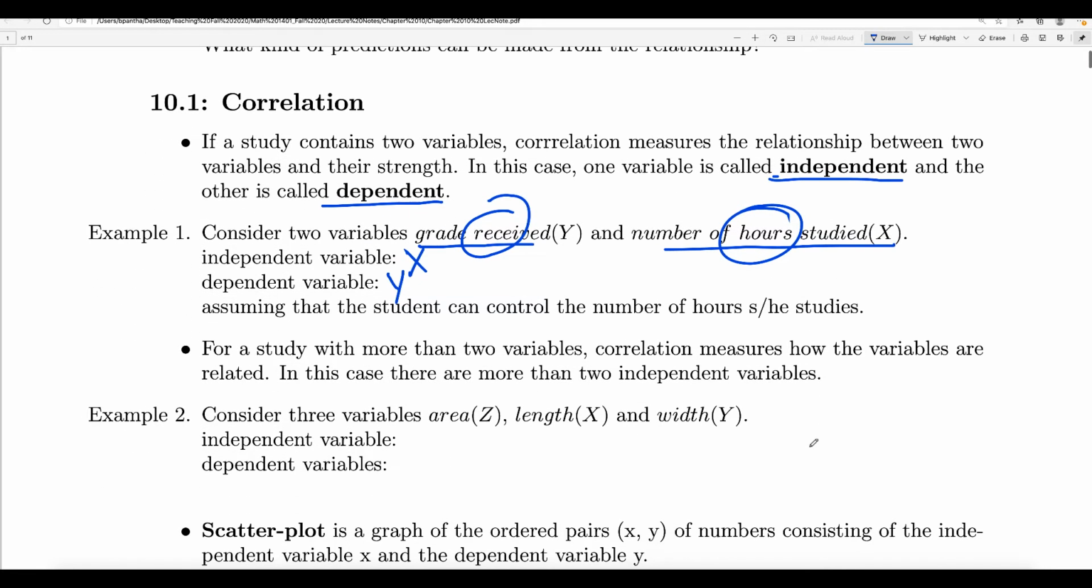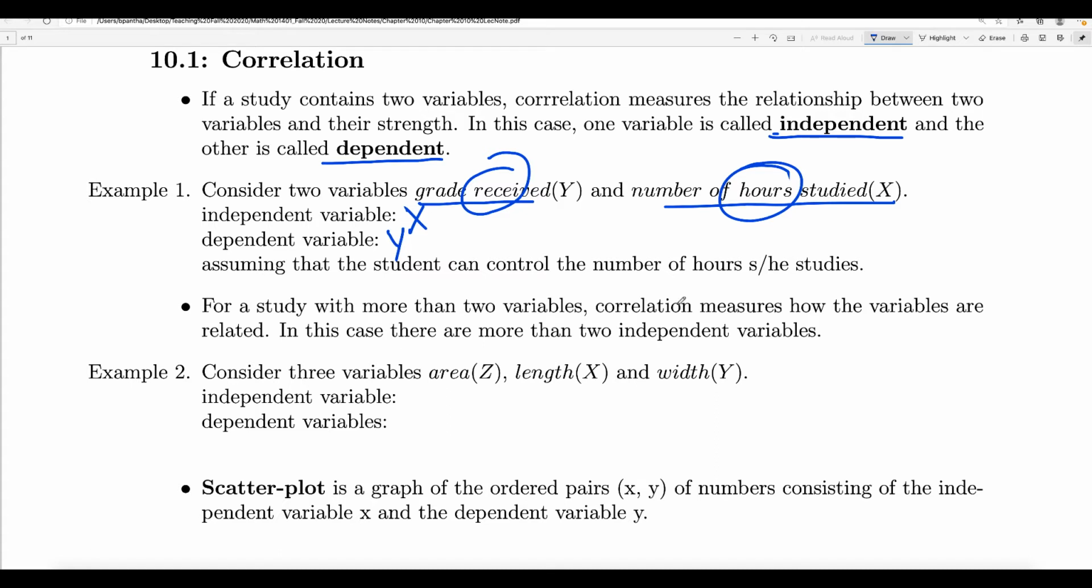For a study with more than two variables, correlation measures how the variables are related. In this case, there can be more than one independent variable. For example, consider the area G, length x, and width y. The area depends on length and width. If you change the value of length or width, then the value of area will change. So the independent variables are x and y, and the dependent variable is G here. There can be more than one independent variable, but there is only one dependent variable.